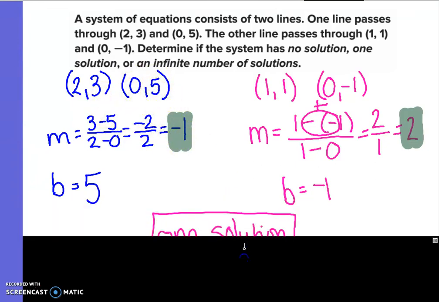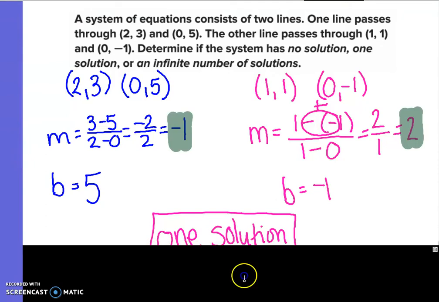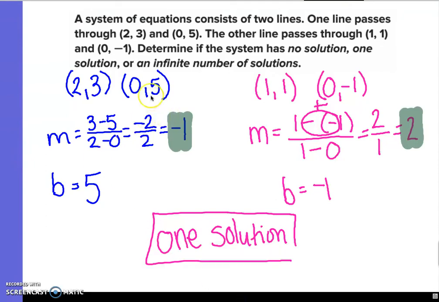If I go over to this one, the slope is going to be 2. Different slopes, so right away, it's going to be one solution. If it has the same slope, then you have to investigate further to see if the y-intercepts are the same. But it's different slopes, so right away, no solution. I'm sorry, one solution. Okay.